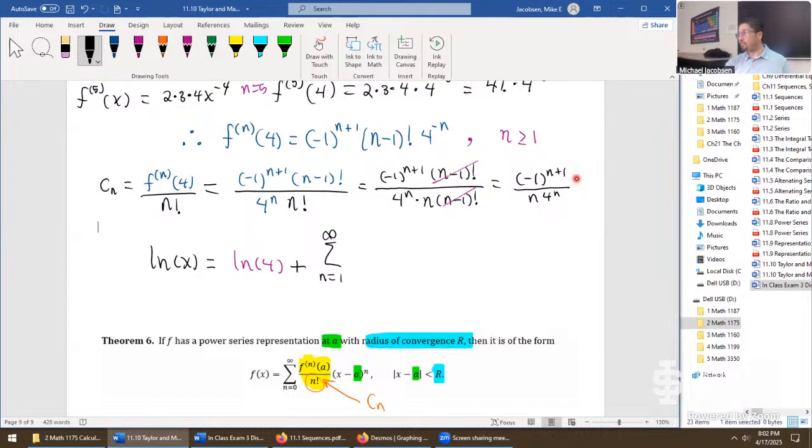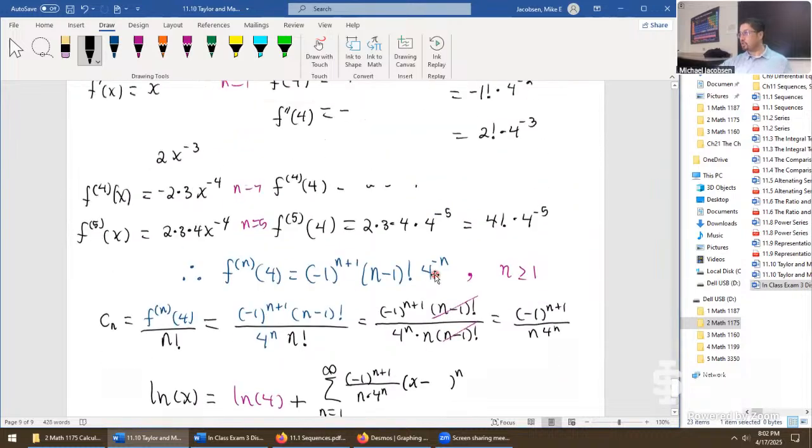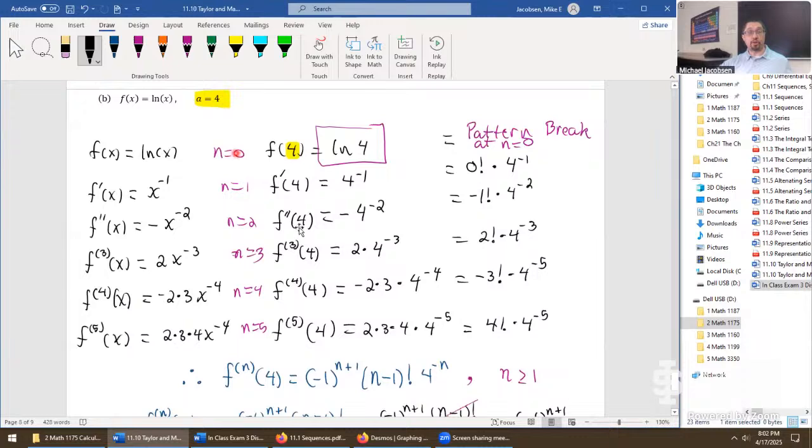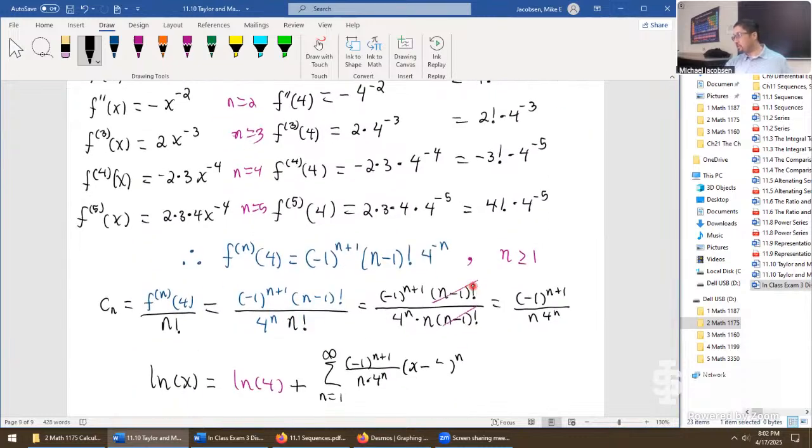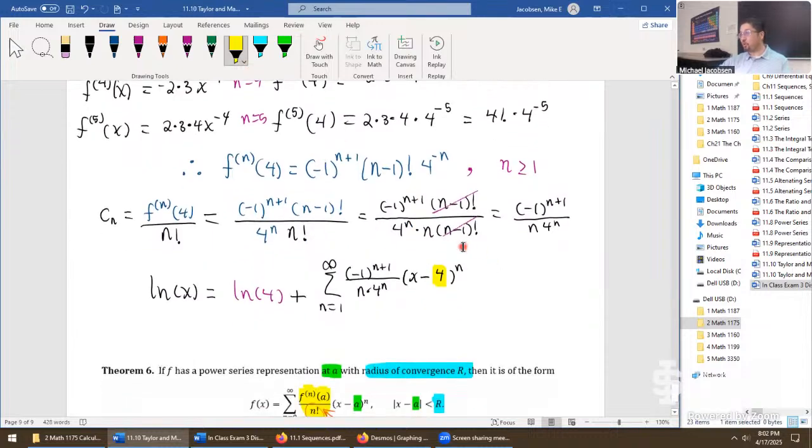Here it is in its simplified form. Negative 1 power n plus 1, over n times 4 power of n. And then we go x minus the center, power n. Let's double check. Center was given as 4. So 4 would go here as well. That deserves some highlighting just to tie together the role of the center in building the series.